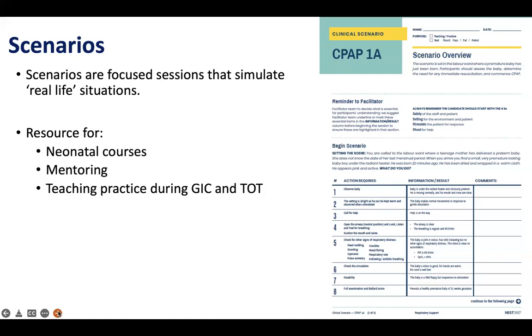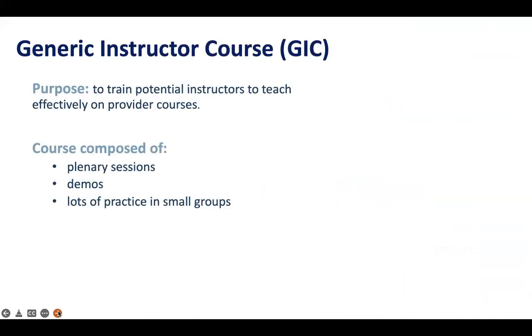And then finally, we have also developed scenarios. And as most of you will know, scenarios are simulation-based teaching. And we have created scenarios which integrate the equipment within them so that people actually understand how to teach using the equipment. And these have been used within neonatal courses, for mentoring, and within our generic instructors courses and our training of trainers. Next slide, please.